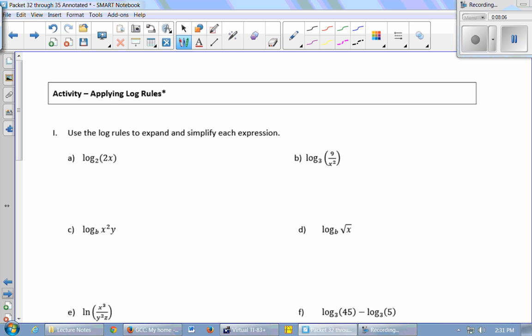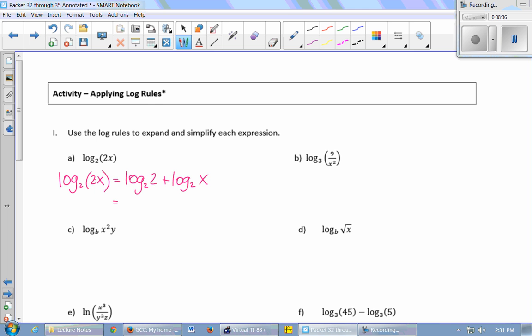Okay, so now you have an activity applying log rules. You're going to use the rules that we just discussed and verified to expand or condense some expressions. So I'll do one of each of these. Log base 2 of 2x. Well, 2x is 2 times x. So that is a product. So I can expand that to log base 2 of 2 plus log base 2 of x.